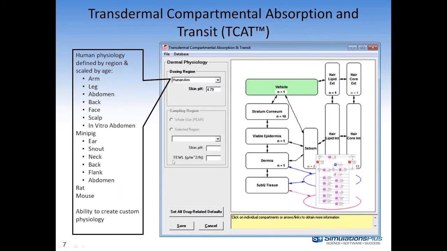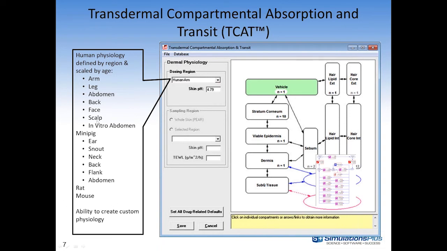So this is showing the TCAT module and where you can select the dosing region. When you look at this drop-down menu, you'll usually see the default physiologies have two parts. The first part is going to be the species, and the second part is going to be the region. For the human physiology, we're going to have arm, leg, abdomen, back, face, and scalp as the defaults. We're also going to have a special case of an in vitro sample from abdominal skin.